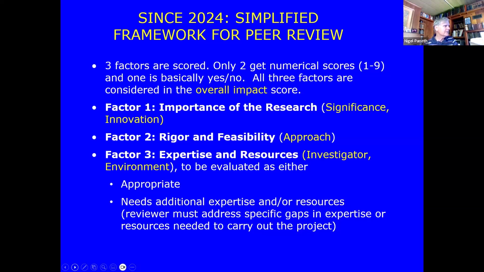They've decided to score factor 1, which they call the importance of research. That includes the 2 categories of significance and innovation. Significance is the one I'll talk about this time. Probably next time I talk in October, we'll talk about innovation, which is closely related to this. Factor 2 is rigor and feasibility, which is really what used to be called the approach section. How are you actually going to do it? Are you doing it well? And can it be done?